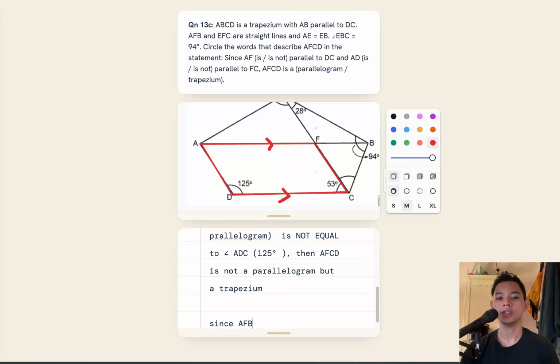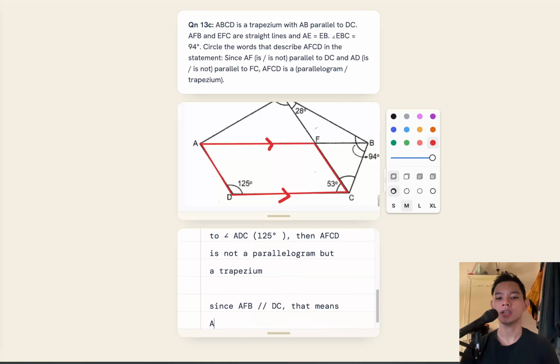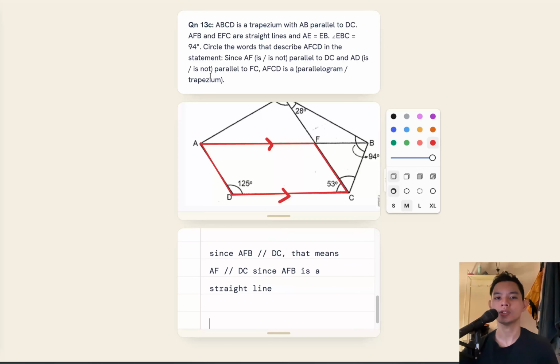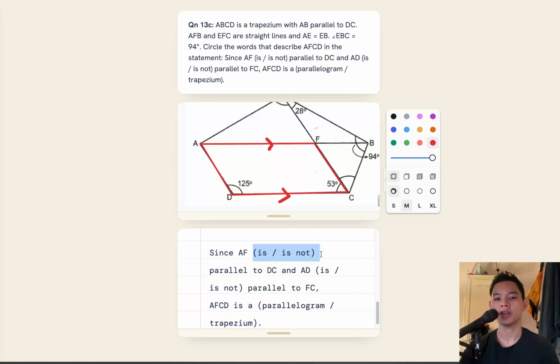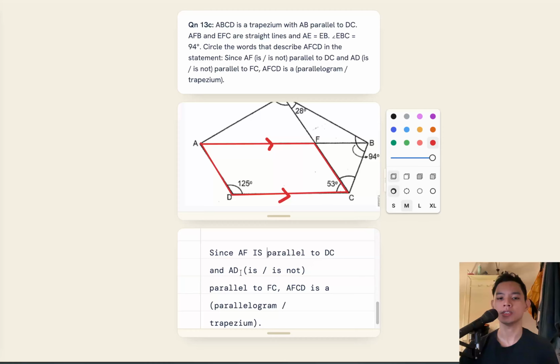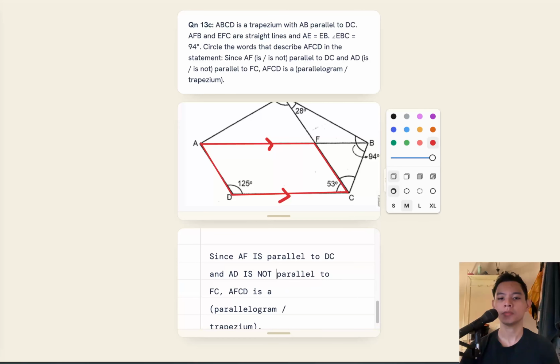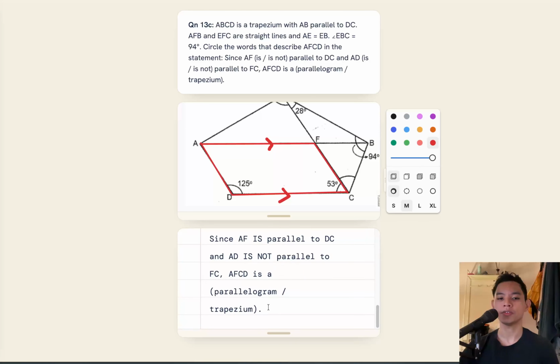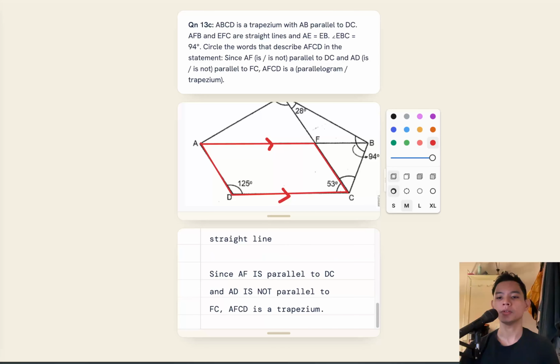Since AFB is parallel to DC, that means AF is parallel to DC, since AFB is a straight line. Okay, so in this case, you can say since AF is parallel to DC and AD is not parallel to FC, therefore AFCD is a trapezium. Okay, there you go. So that's the answer.